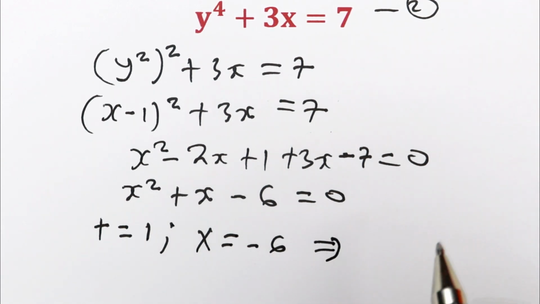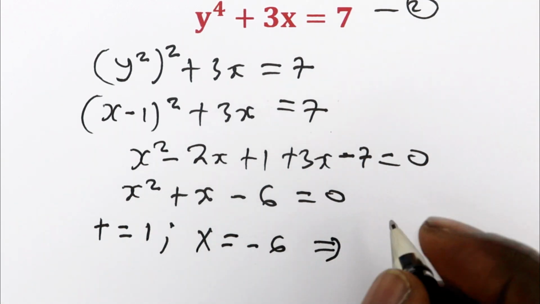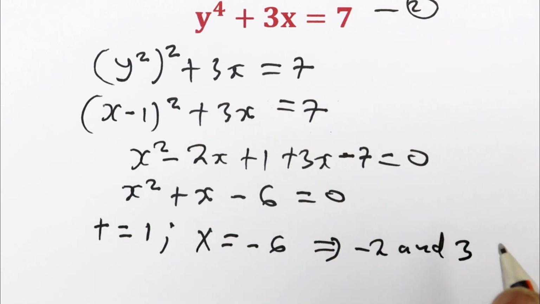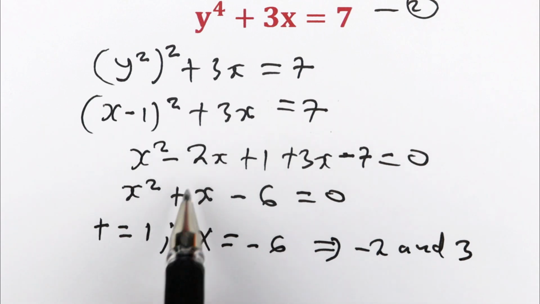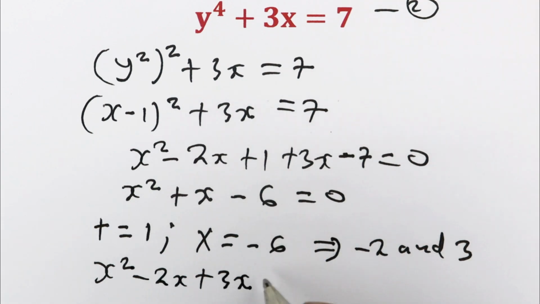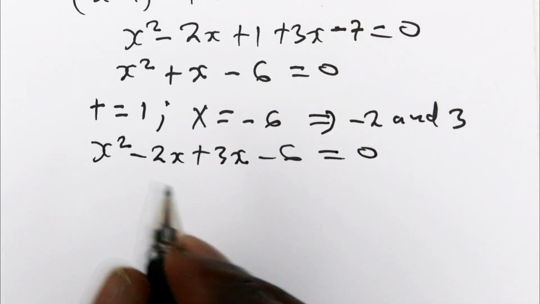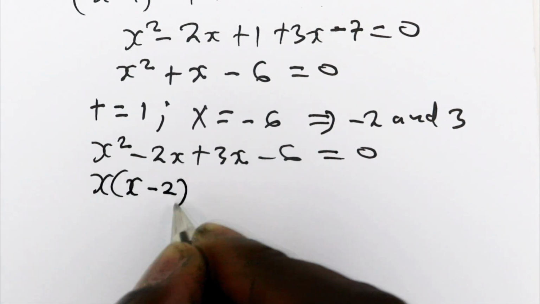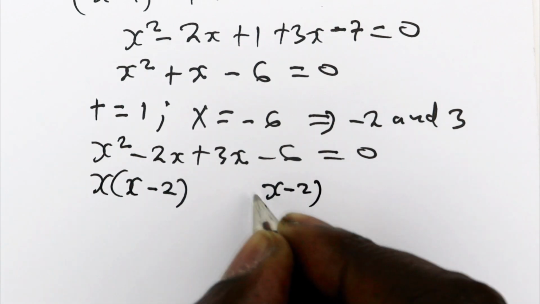And you're going to find that those two numbers are negative 2 and positive 3. Then you split b into these respective numbers. So you rewrite the equation as x squared minus 2x plus 3x minus 6 is equal to 0. So the common factor here is x. So you have x into x minus 2. So you expect x minus 2 this side.